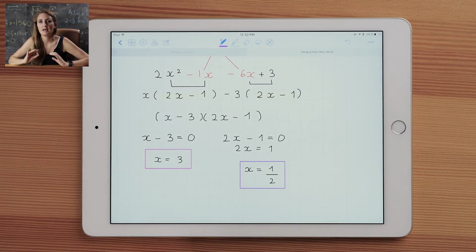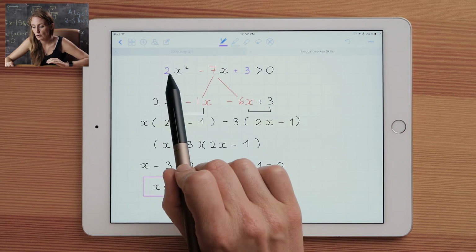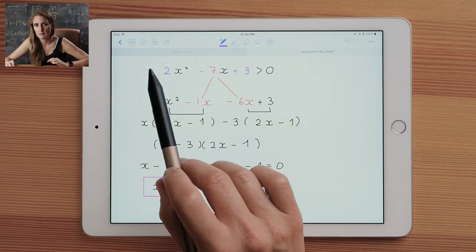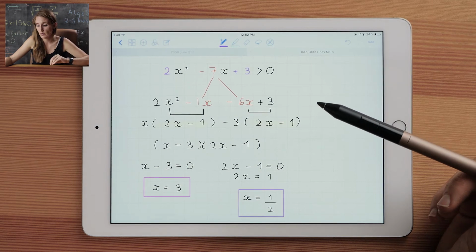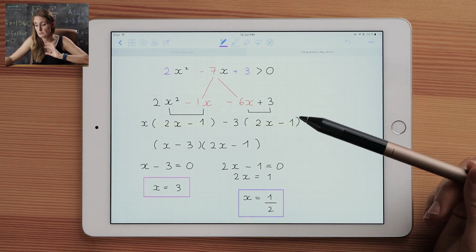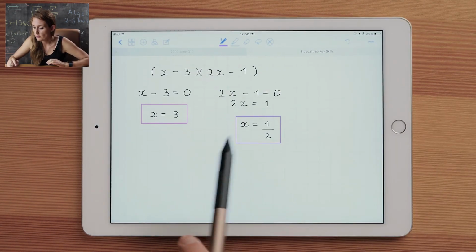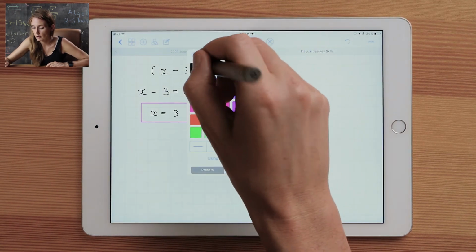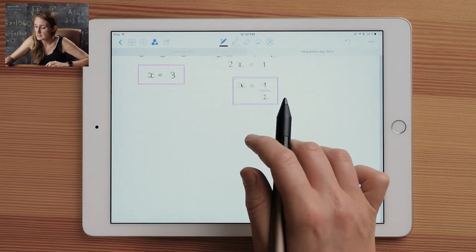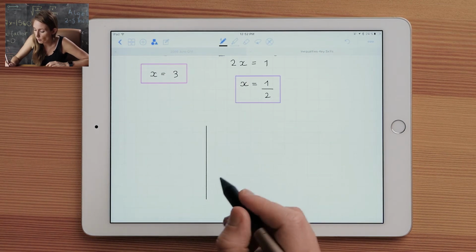If you're struggling to get to this stage, then you need to revise how to factorize non-monic quadratics. That's really important, not just for this section of inequalities, but for the whole course. You need to be really, really good at that. Once we've got these two solutions, we're going to do a quick graph. So now I'm going to draw the coordinate axis system. I'm going to draw an x-axis and a y-axis.